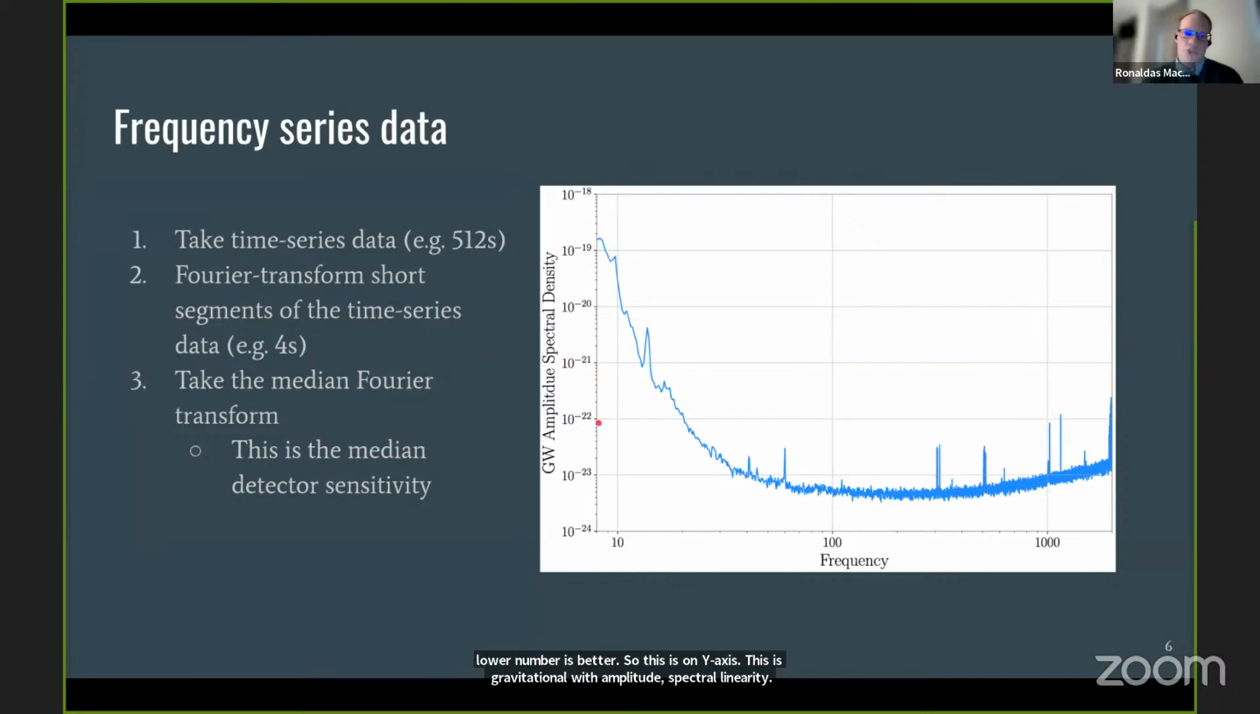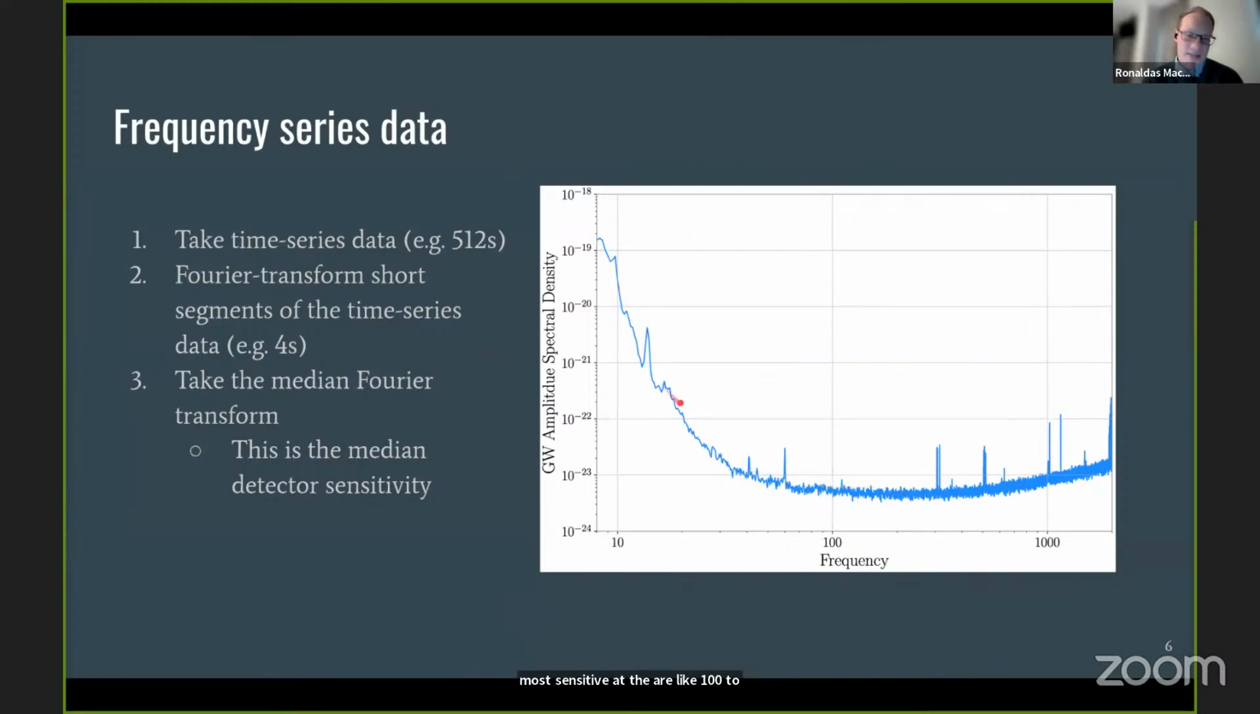But basically, this shows you how small a difference in length you're able to measure. So you want to be able to measure as small differences as possible, and that's why you want your sensitivity curve to be as low as possible. Looking at this image, you can see that actual gravitational wave detectors are the most sensitive at around 100 to 200 hertz.